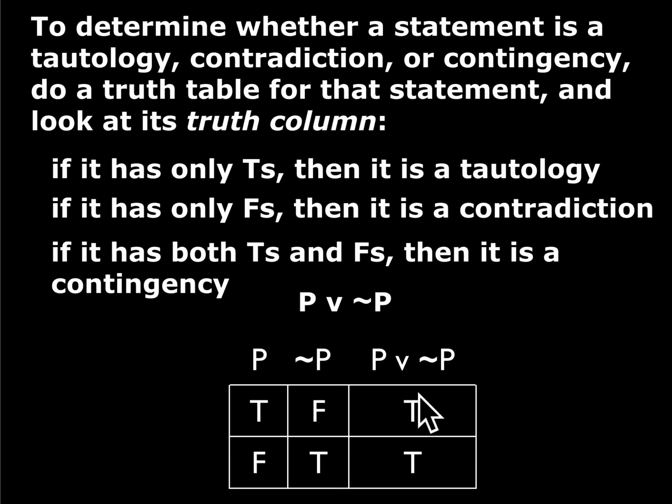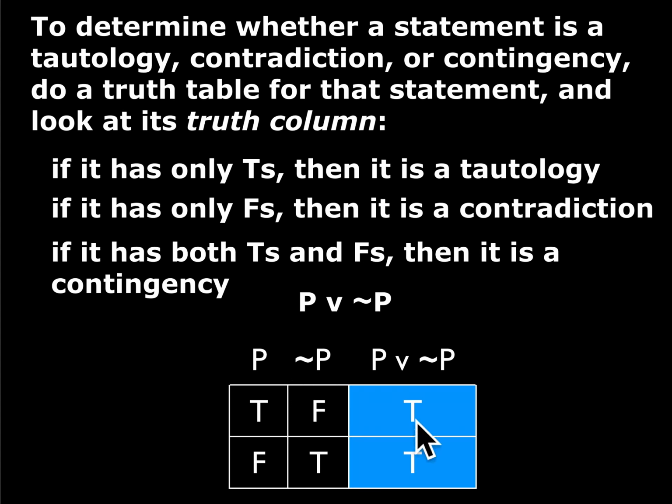If the truth column has only F's, then that statement is a contradiction. And if it has both T's and F's, then it's a contingency. And it doesn't matter what the proportions are, right? It could be 127 T's and 1 F. As long as it's possible that it could be true or false, then it's going to count as a contingency. Okay. So when we do the truth table, we just look at the truth column for the statement we're interested in. In this case, it's this disjunction P or not P, and we assess whether it's all T's, all F's, or a mixture of T's and F's.